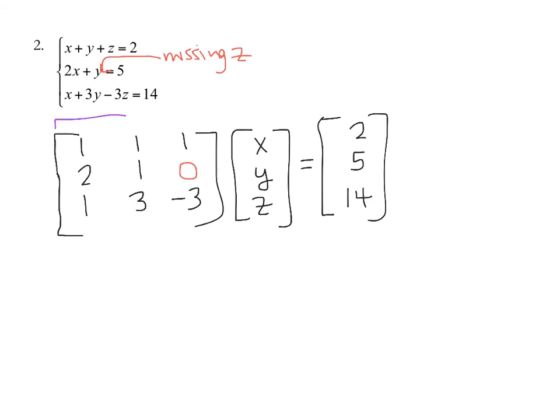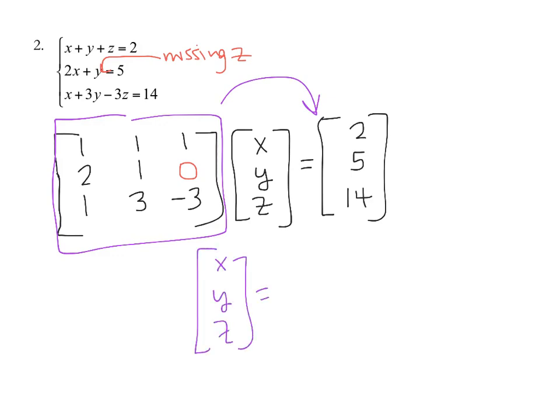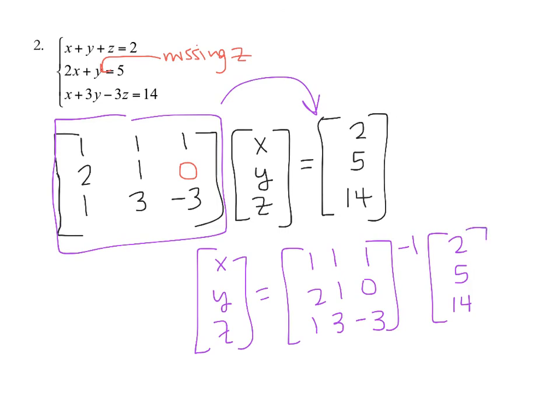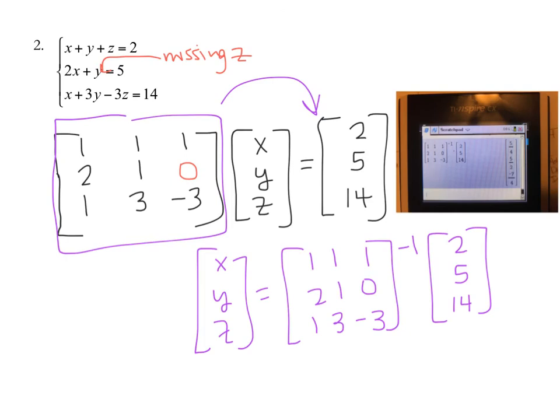My goal is to take this matrix and kick it over to the other side. In order to get it to move, I have to use its inverse. So we're going to get x, y, z is equal to the inverse of the matrix 1, 1, 1, 2, 1, 0, 1, 3, negative 3, times 2, 5, 14. And then we're going to type that in the calculator. So I typed that in the calculator and we should get, I'm going to write it as an ordered triple right away, the answer: 5 fourths, 5 halves, and negative 7 fourths.